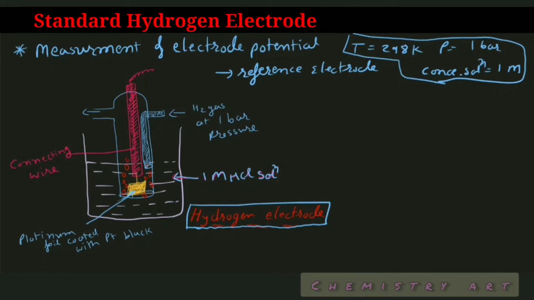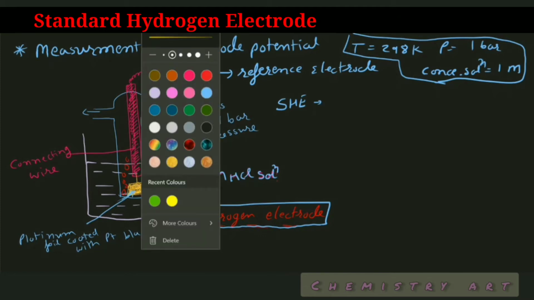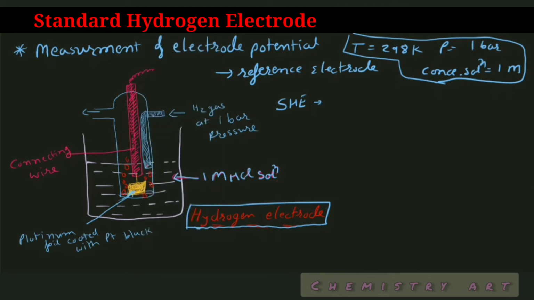At this time, whatever potential it is giving with another cell is known as the standard electrode potential, and we are taking the hydrogen half cell or hydrogen electrode as 0.00 volt. So we are taking the standard hydrogen electrode potential as a reference. It is known as SHE: S for standard, H for hydrogen, and E for electrode.